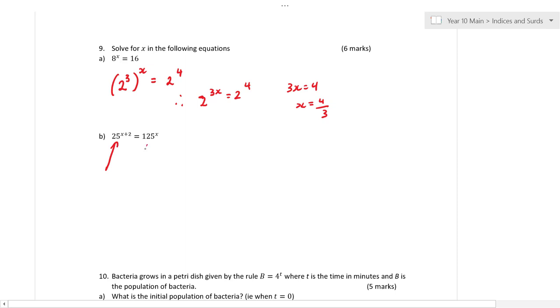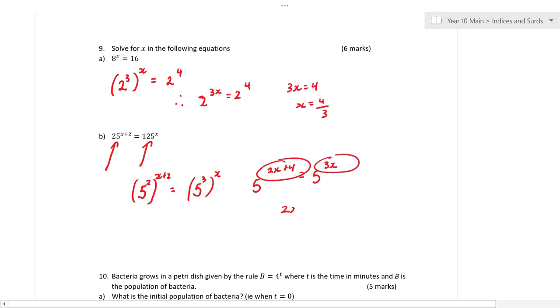What base can I get here? 25 and 125. What base? We can get a much smaller base than 125. 5. So 5 squared, brackets x plus 2, is equal to 5 to the power of what is 125? 3. Okay, x. Now we've got 5 to the power of 2x plus 4 is equal to 5 to the power of 3x. So therefore, 2x plus 4 is equal to 3x. X is equal to 4.